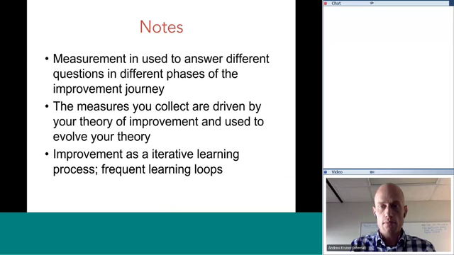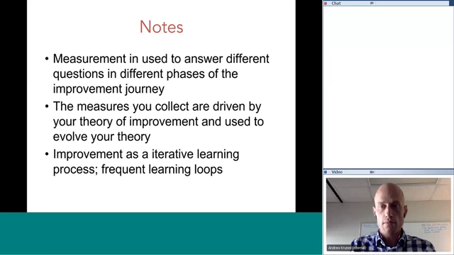So zooming back, three sort of big points or notes. One, that when we think about data for improvement, we're thinking about data differently based on what questions we need to ask, which come from where we're at in an improvement journey. Second of all, the measures that need to be collected and fed back are dependent on theory of improvement. And what we primarily use them for is to evolve and improve our theory of improvement.